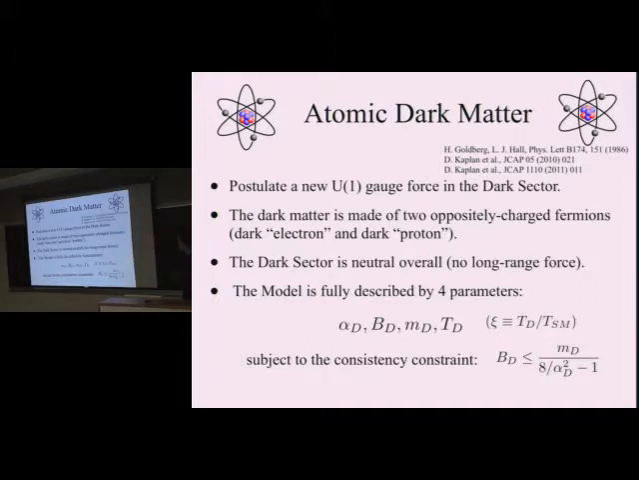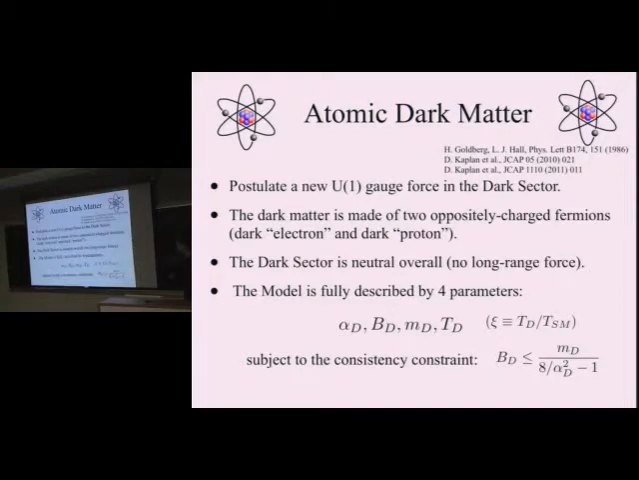It's a simple model. You postulate a U(1) gauge force, which is like a dark photon, and you have two fermions that have opposite charge. And for obvious reasons, we're going to call them dark electron and dark proton. These two things interact through a Coulomb-like interaction. There's as many electrons as protons, so it's neutral. There's no long-range force, no wacky cosmology is happening here.